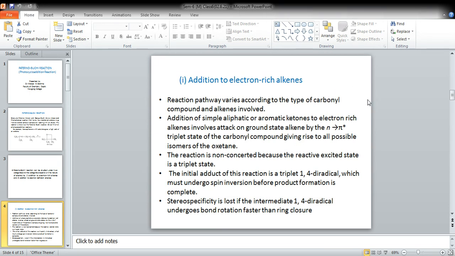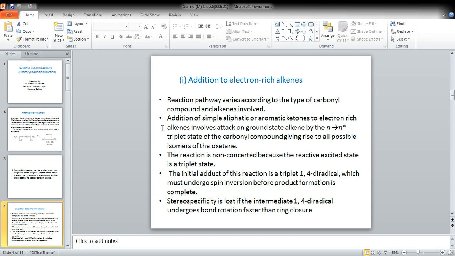So see here, the reaction pathway varies according to the type of carbonyl compounds and alkenes involved. So depending upon the nature of the carbonyl compound and the nature of the alkenes, the reaction path will vary. Reaction path will vary means whether the carbonyl compound will be in the singlet state or it will go to the triplet state by intersystem crossing. It will depend upon the reaction condition and the carbonyl compound and alkene involved.